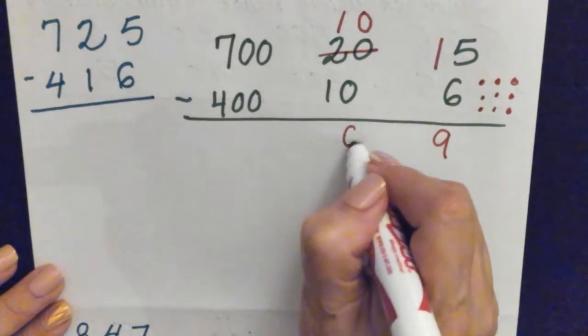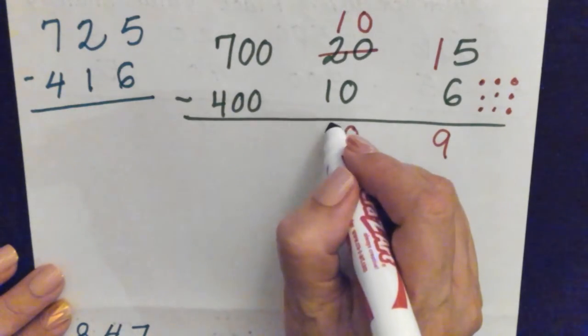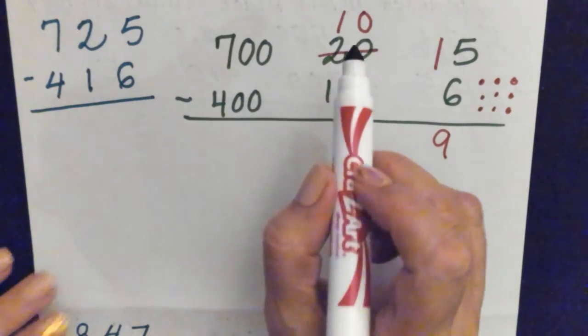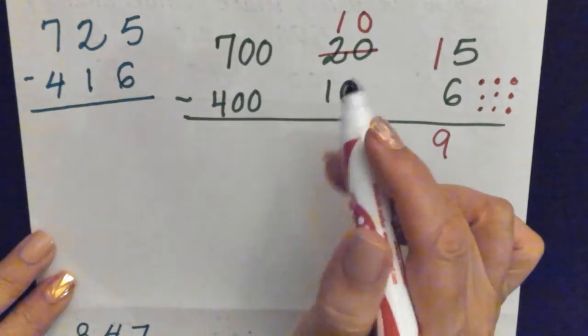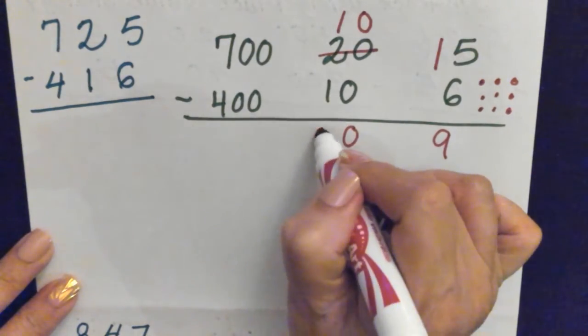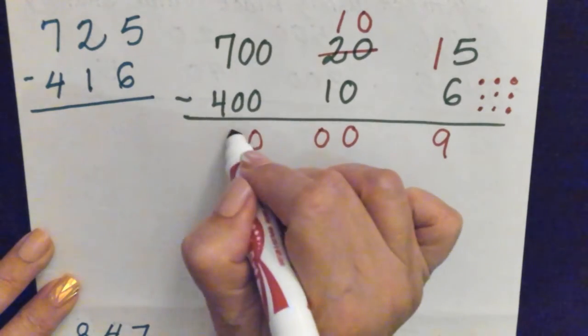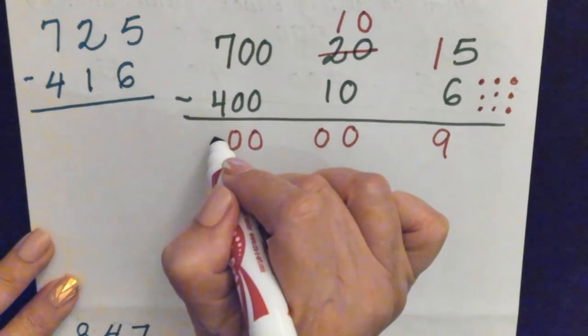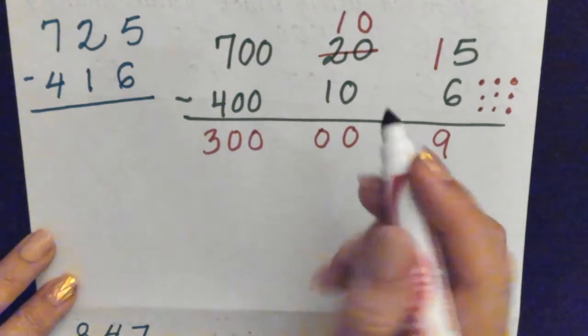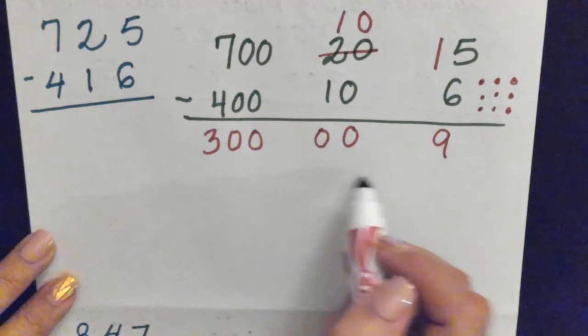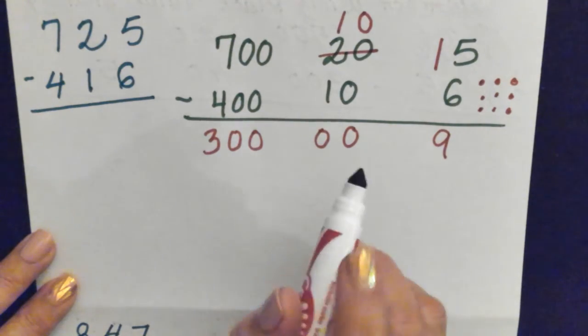This is 0. 1 take away 1 is not 1. Be very careful. 1 minus 1 is not 1. It's 0. Then we have 0, 0. 7 minus 4 is 3. What's our answer? Our answer is not 3,009. No.